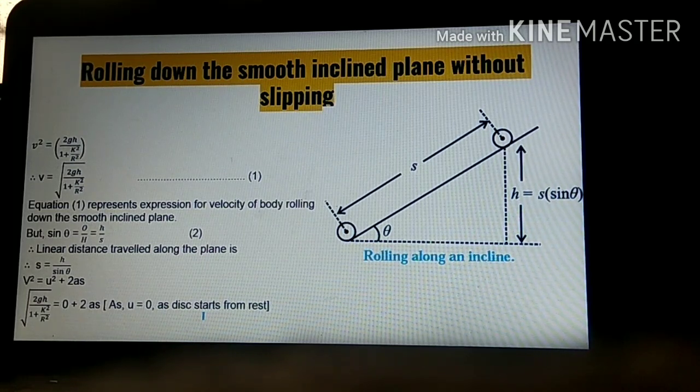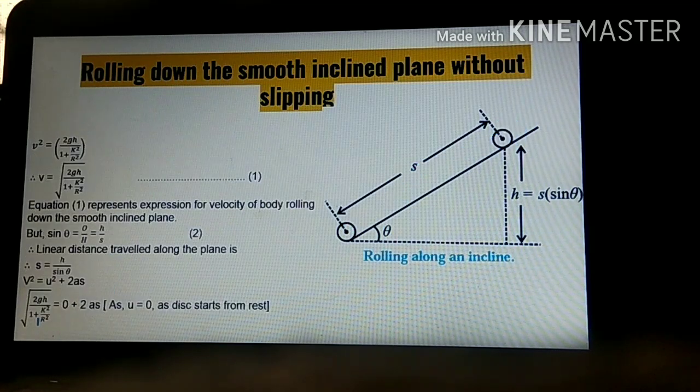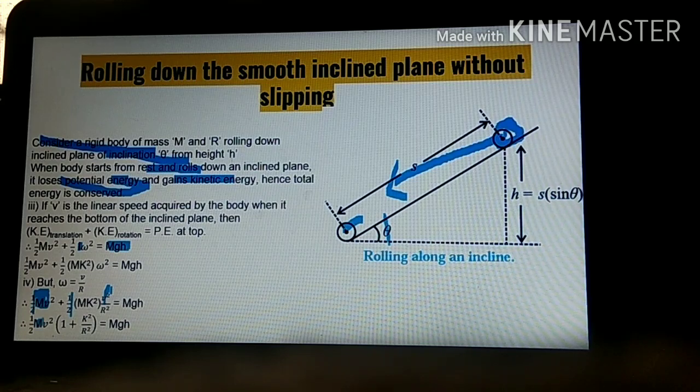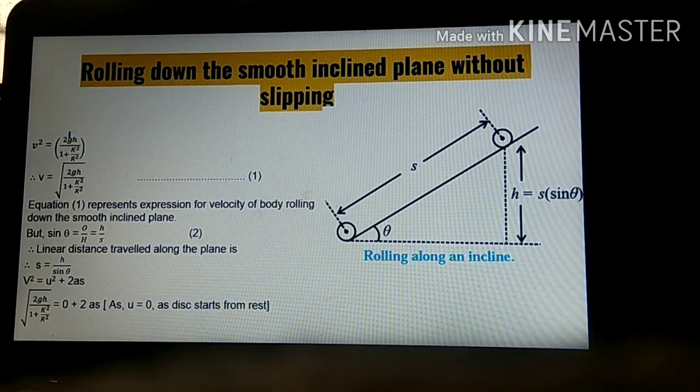So we want the formula for v square. हमें क्या निकालना है? वेलोसिटी निकालना है. So m and m will get cancelled finally. Over here m and over here m will get cancelled, and over here v square is there. We want the formula in terms of v square. So this 2 which is in the denominator will go in the numerator. So we will be getting v square is equals to 2gh upon 1 plus k square upon r square.